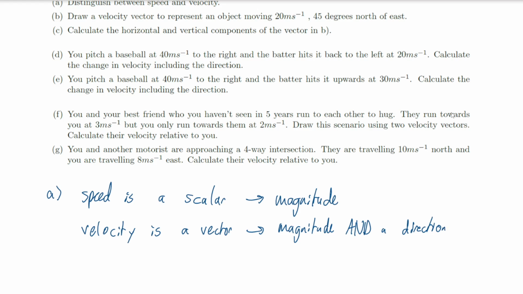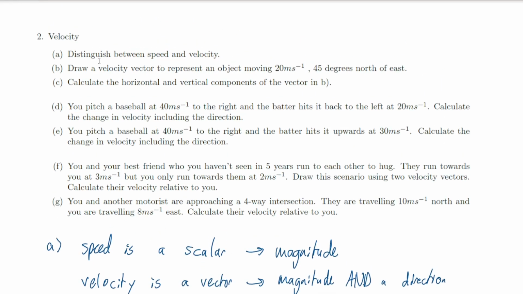Right, so for example, speed is you are driving 100 kilometers per hour on the motorway. Whereas velocity would be you are driving 100 kilometers per hour on the motorway exactly north. Right, so if you specified a direction.